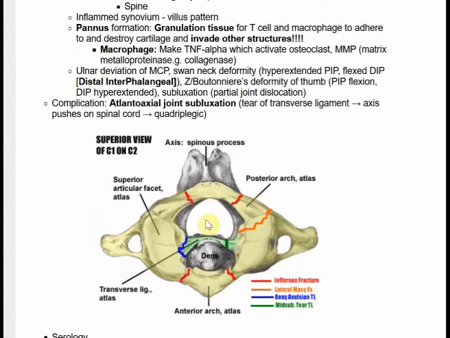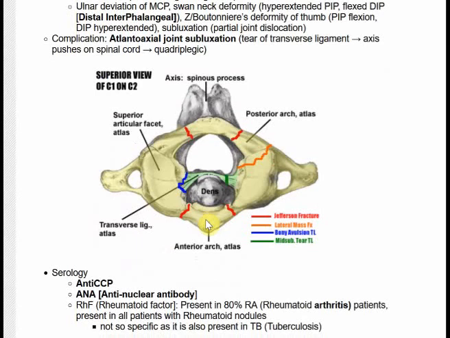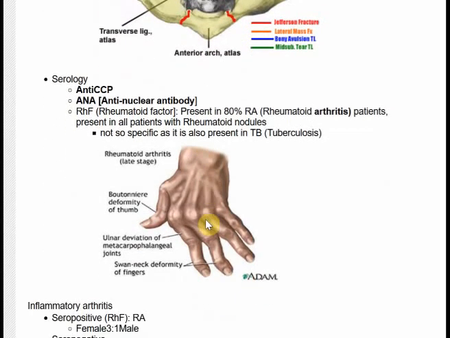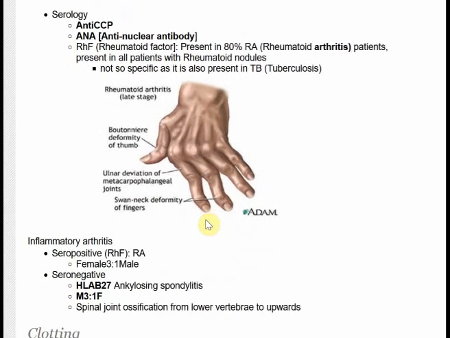Well, as I said before, you can have rheumatoid factor, which is IgM positive, but it can also be positive in other conditions, such as tuberculosis. More commonly tested is the anti-CCP and the anti-nuclear antibody. Some typical findings that you find in rheumatoid arthritis: you have Boutonniere deformity of the thumb. Okay, you can have swan neck deformity and ulnar deviation of the metacarpophalangeal joints.